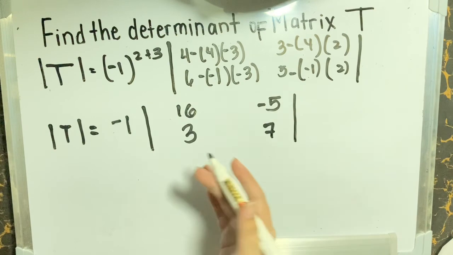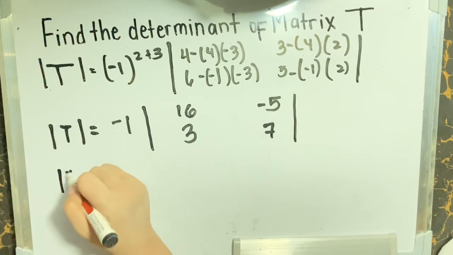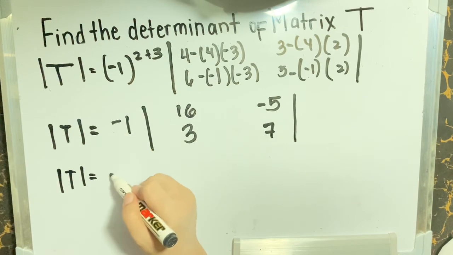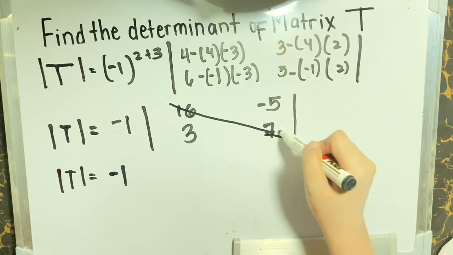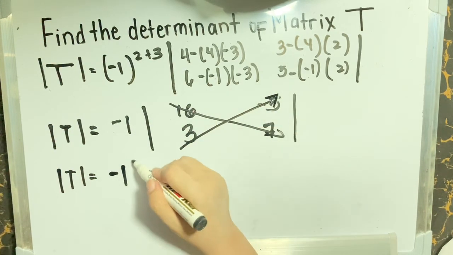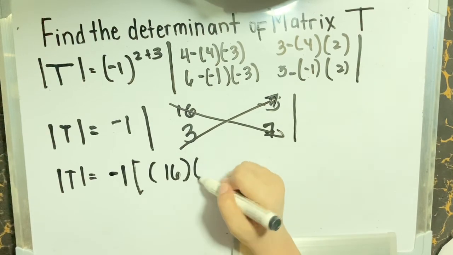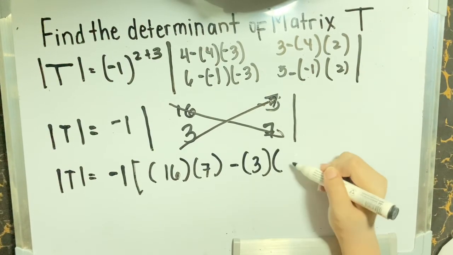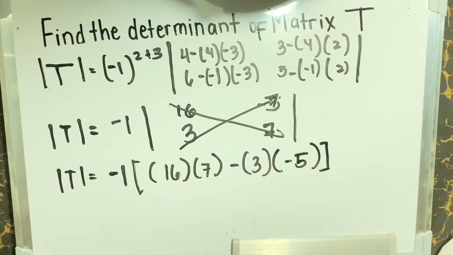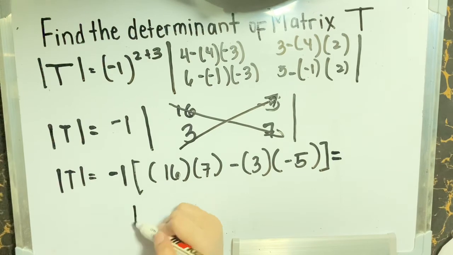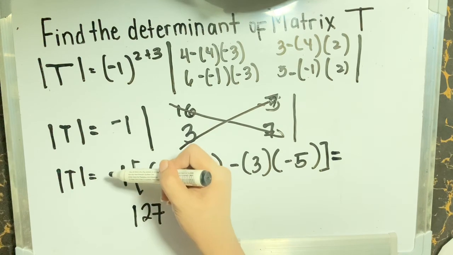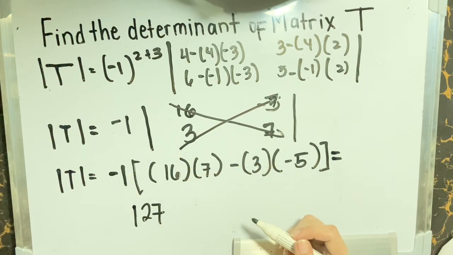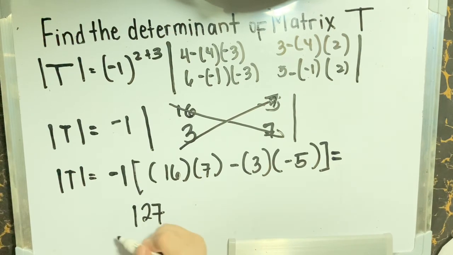Then, proceed na tayo dun sa simplification using the Leibniz formula. So, huwag natin kakalimutan to kasi lagi ito yung nakakalimutan. So, this will be 16 multiplied by 7 minus 3 multiplied by negative 5. So, this is now equal to 127. And right after na makuha natin tong determinants na to, don't forget to multiply it by negative 1. Therefore, our final answer here is equal to negative 127.